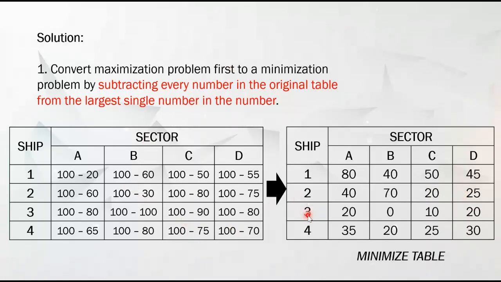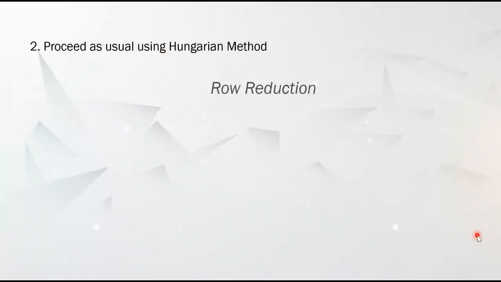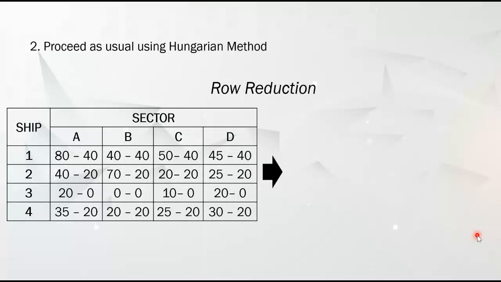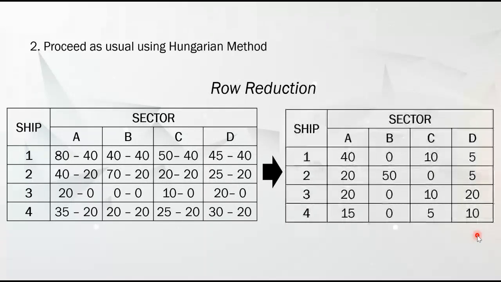For the third row, the least number is 0, so all the numbers in that row will remain the same. For the fourth row, the least number is 20, so we will have to do 35 minus 20, 20 minus 20, 25 minus 20, and 30 minus 20, just like this table. So the result will be this one. So this is now our new table for this particular problem.